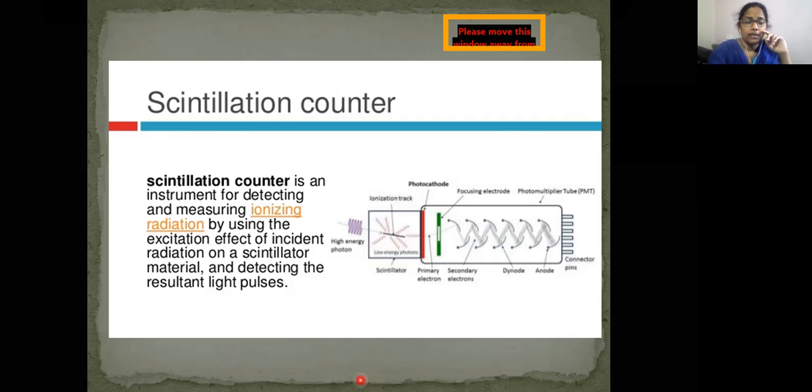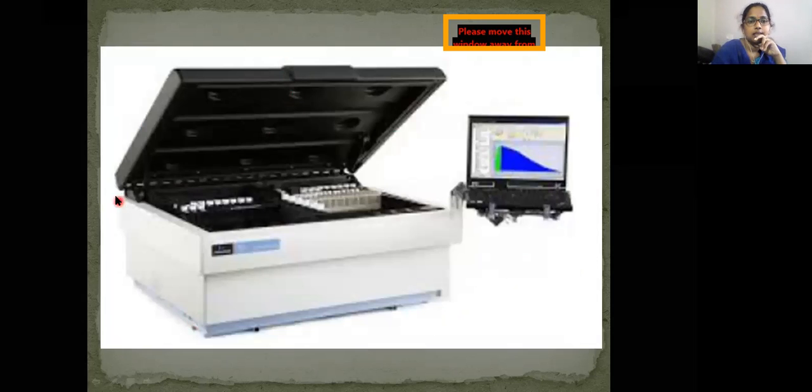So here we have a scintillator, right? When the ionizing radiations fall on the scintillator, it starts emitting light. Okay, so here we have the photomultiplier. The light that is emitted will be taken by the photomultiplier, and it detects the resultant light pulses and then gives you the readings. Okay, so this is the liquid scintillation chamber. Here we will place our sample. Whenever the radiations fall on it, it starts emitting light, and that will be read on this screen.